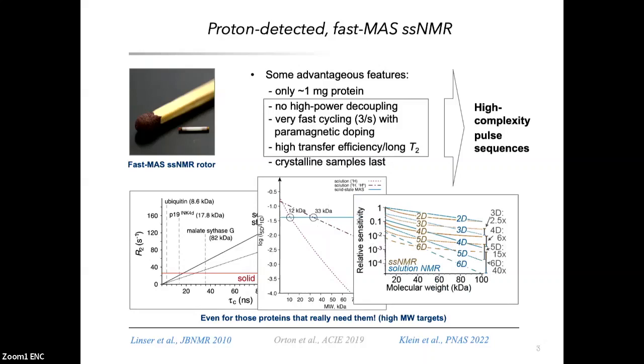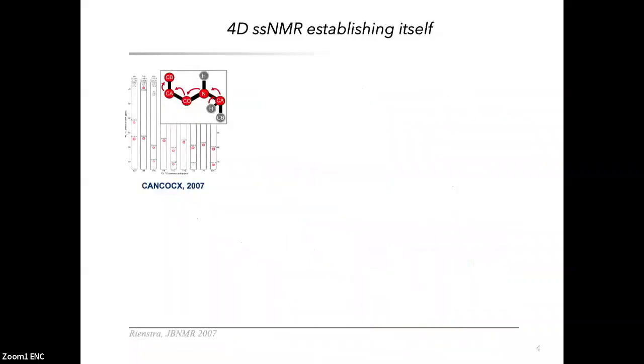So all of this just says that basically the R2s are the same, irrespective of molecular weight for solids, and well, in solution we have a drastic disadvantage when we go to higher molecular weight targets. So that is a really important advantage of solid state NMR, and in particular higher dimensionality or higher complexity pulse sequences. And so 4D solid state NMR has been introduced a long time ago.